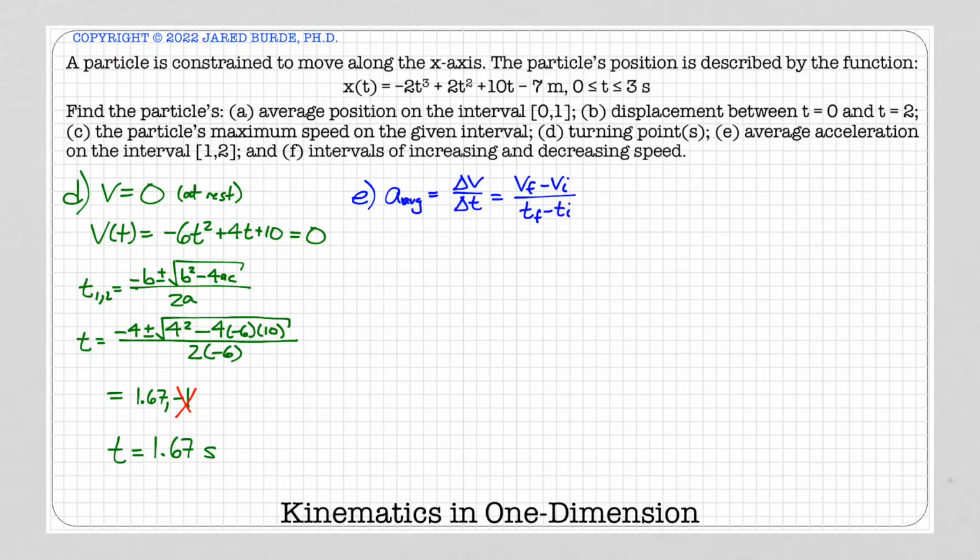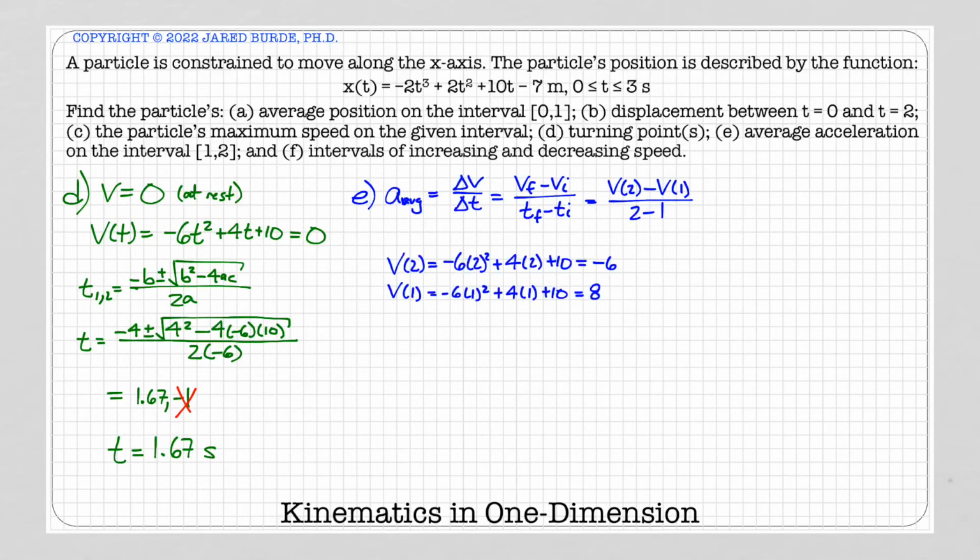If I'm interested in this interval from 1 second to 2 seconds, that means that v final is going to be the velocity when t equals 2, v initial is going to be the velocity when t equals 1, and then 2 and 1 are my times. I can find these values by evaluating my velocity function directly, and I'm going to do that right now. Now I can plug these values in.